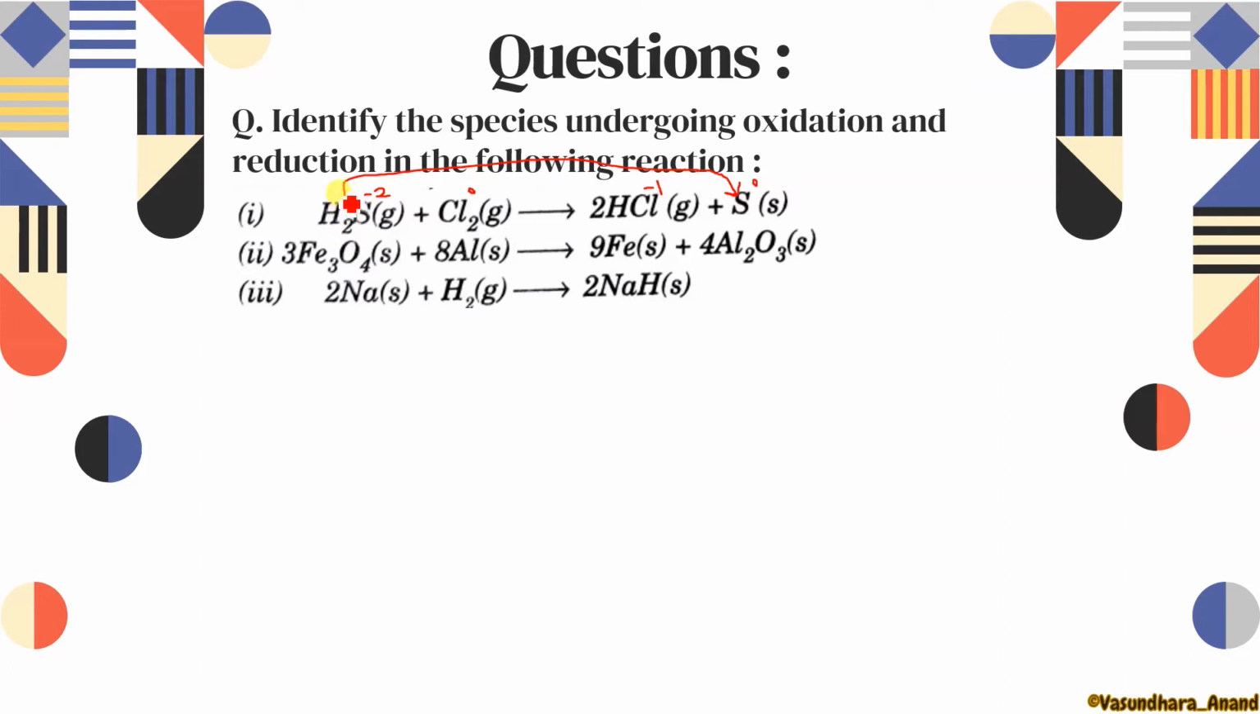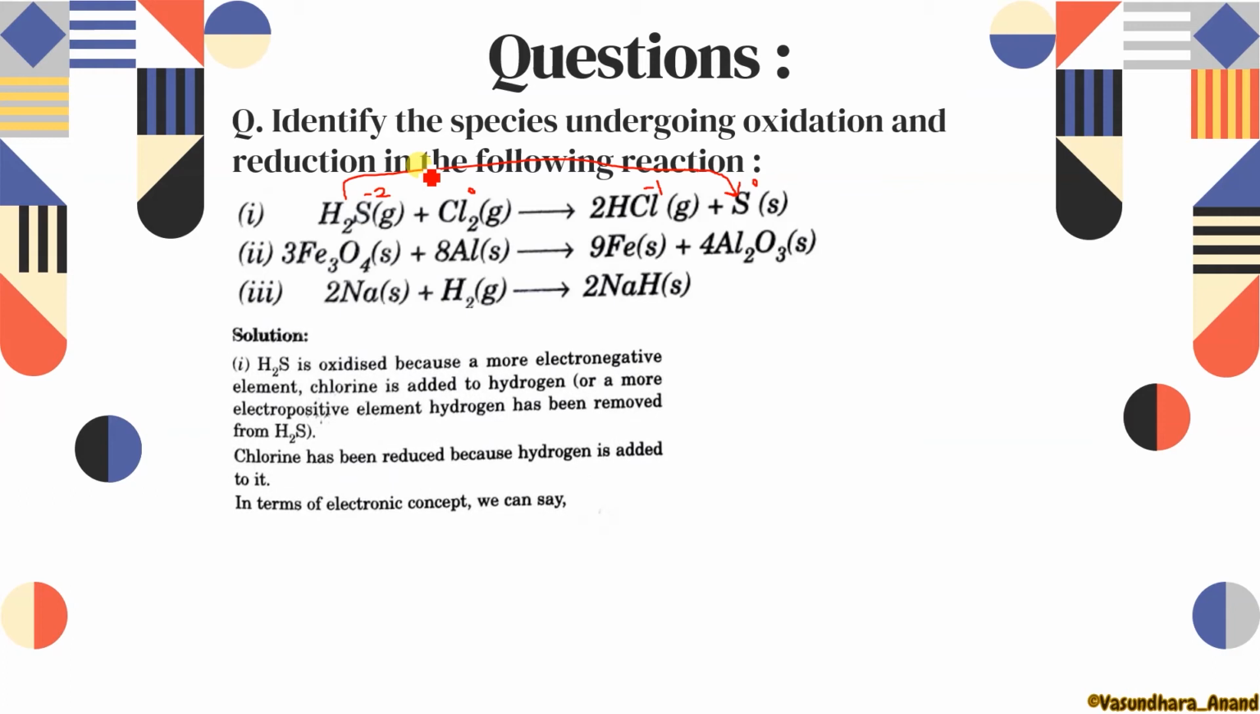Identify the species undergoing oxidation and reduction. We have to find the specific species which is undergoing oxidation and reduction simply. We don't have to find the oxidant and reductant. So H2S is undergoing oxidation and Cl2 is undergoing reduction. H2S is oxidized. We don't have to say sulfur. Be very careful: although the sulfur is going to be oxidized, we have to take the name of the whole compound.